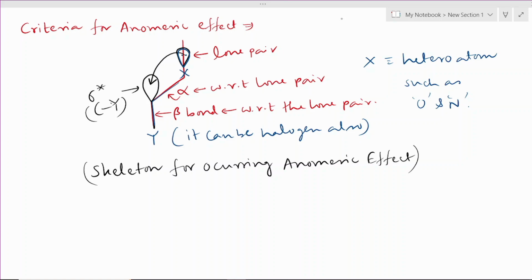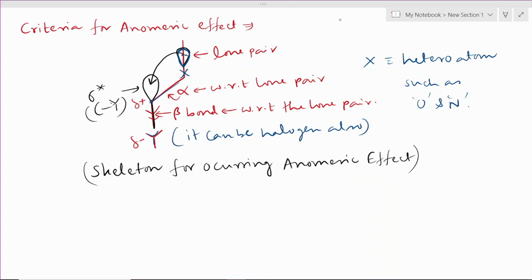Now, why is the anomeric effect a stabilizing effect? As this Y is a heteroatom or it can be a halogen, it must be more electronegative than the carbon. So it drags this sigma bonded electron towards itself and gets delta negative character, and this carbon gets delta positive character. So this carbon atom becomes electron deficient, and by this interaction between this lone pair and the sigma star of C-Y bond, the electron deficiency of this carbon gets reduced. That's why the anomeric effect is a stabilizing effect.